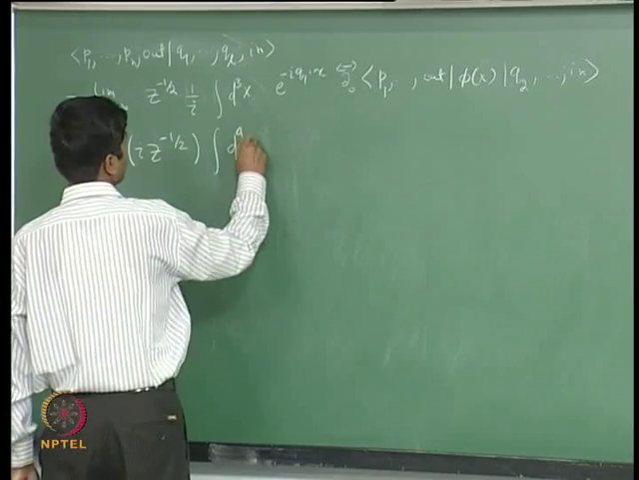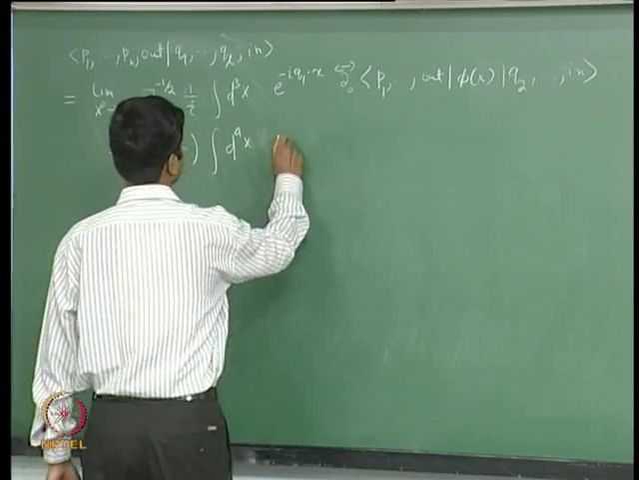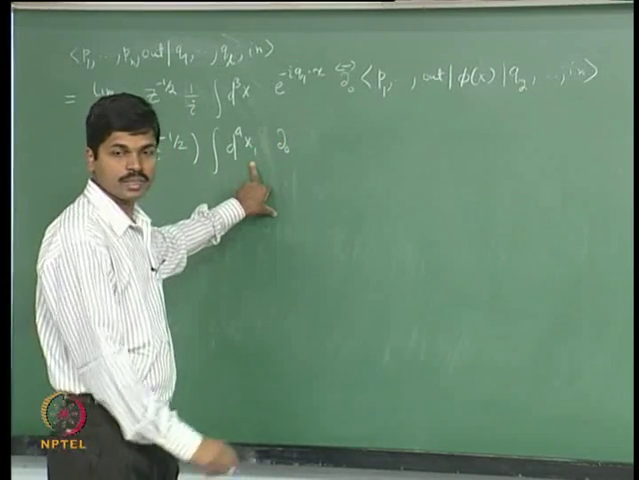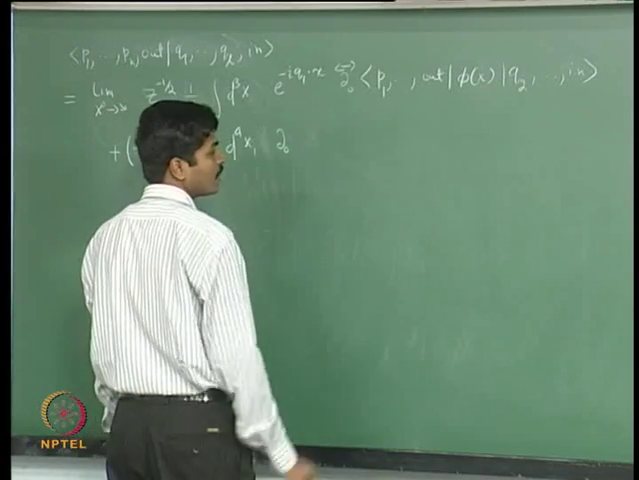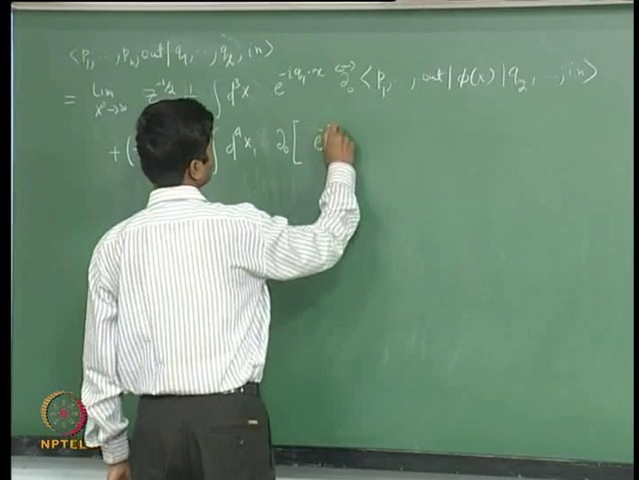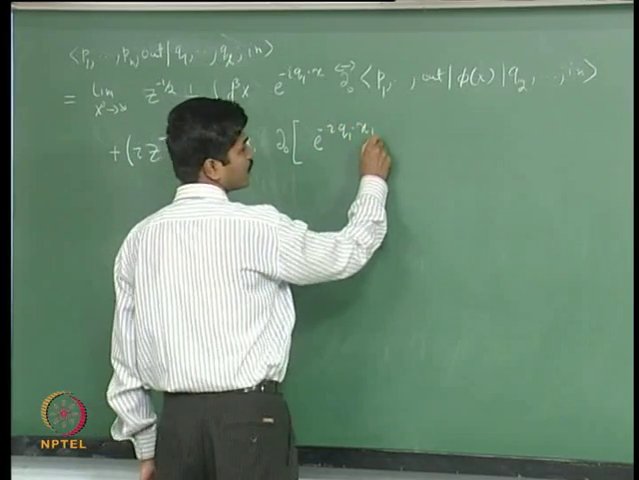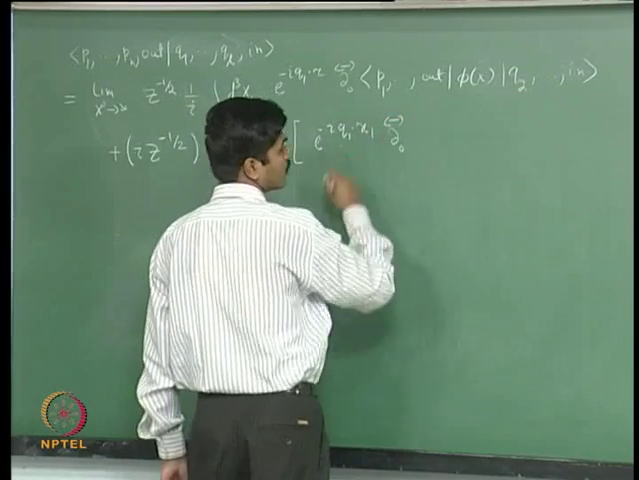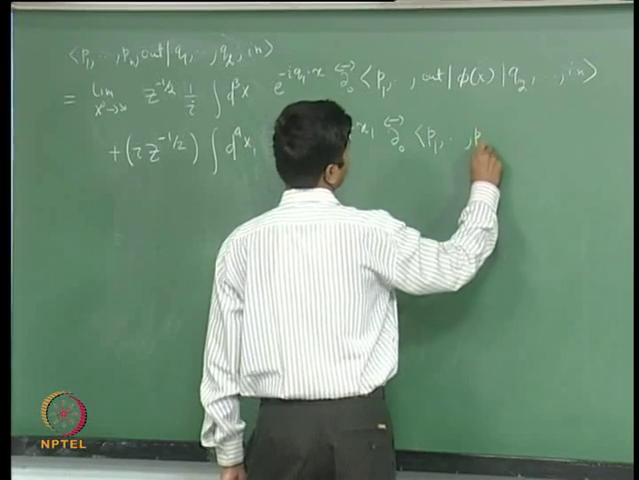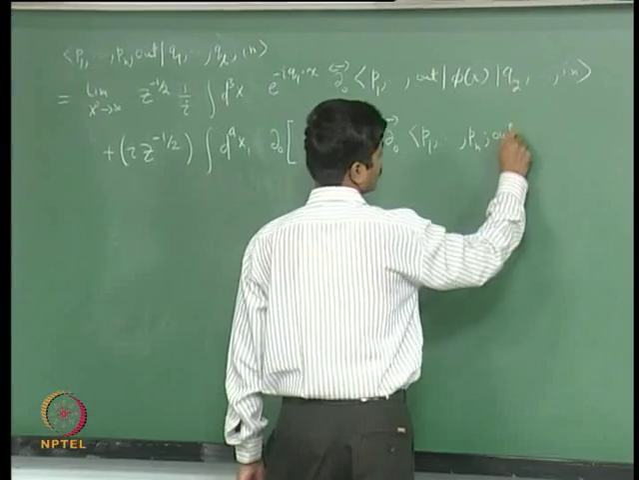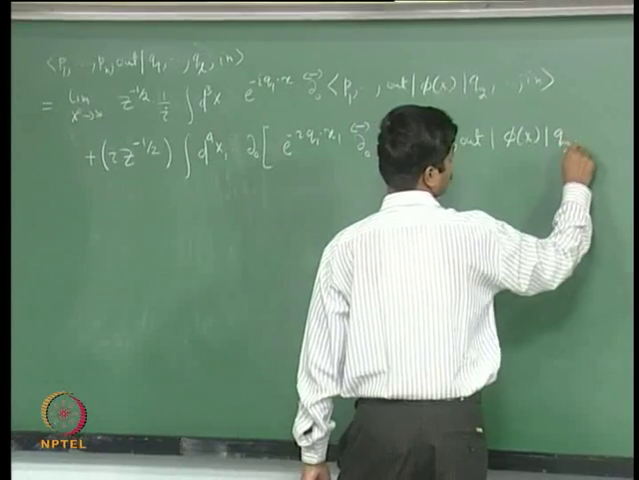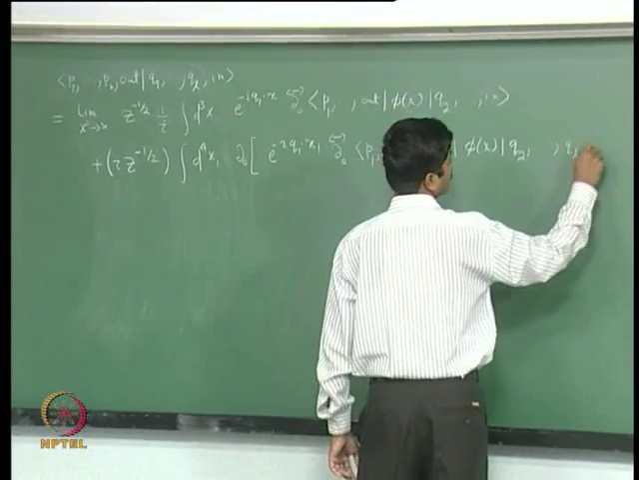integration d4 x del 0. Let me call this variable as x1 in this integration. It is just a dummy variable, so I can change x to x1. So, this is integration over x1 e to the power minus i q1 dot x1 del 0 p1 up to pn out phi of x q2 up to ql in.